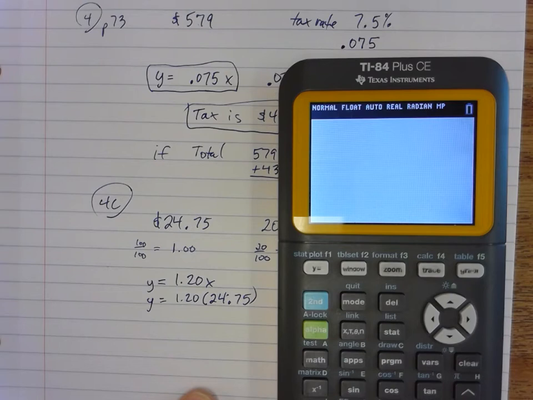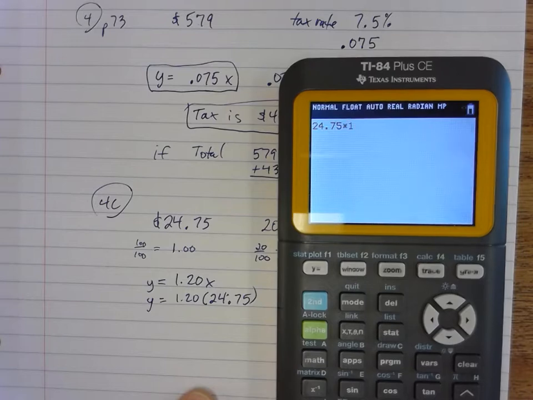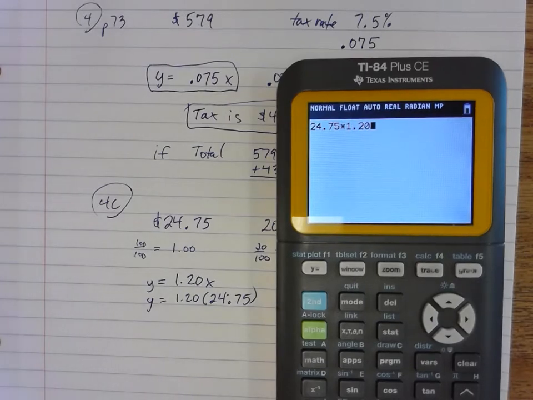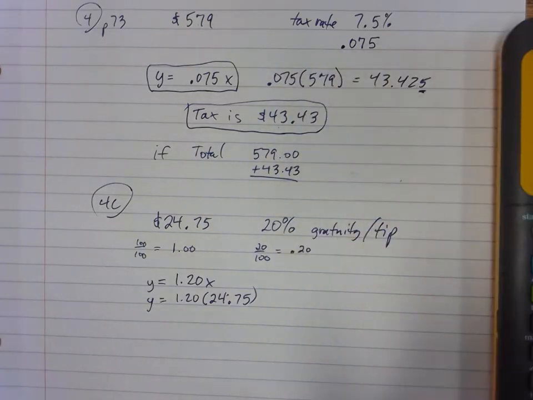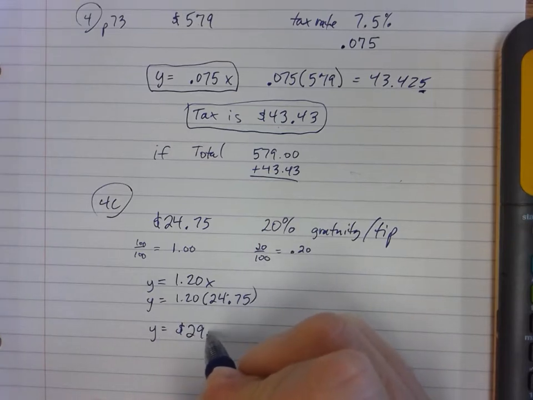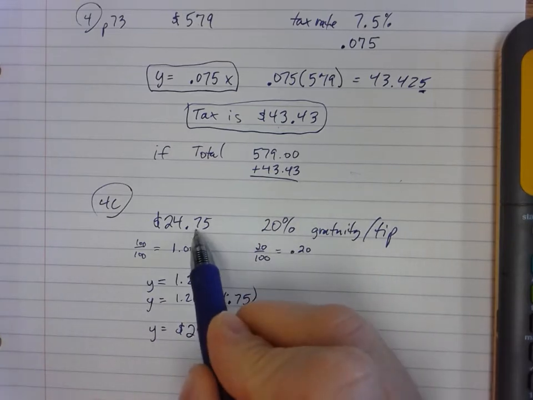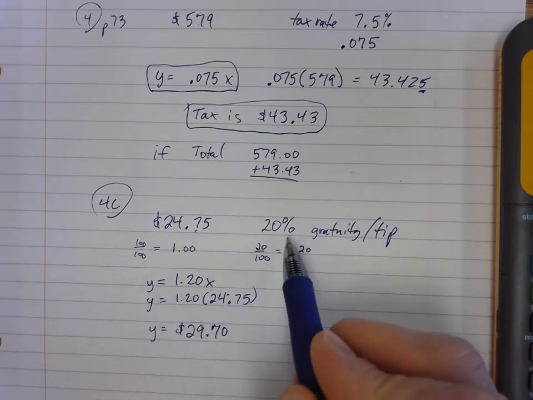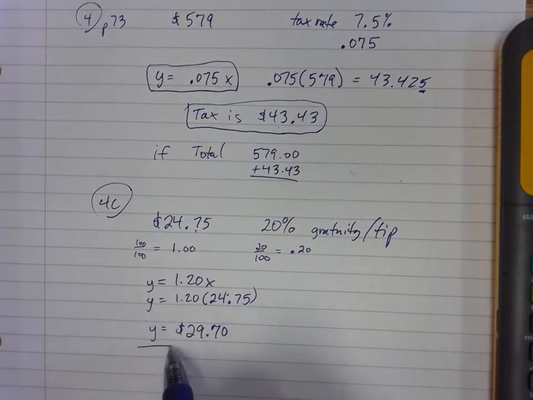Alright, 24.75 for the delivery fee times 1.20, and that is $29.70. $29.70. Okay, and that $29.70 of course is the $24.75 and the 20% gratuity.